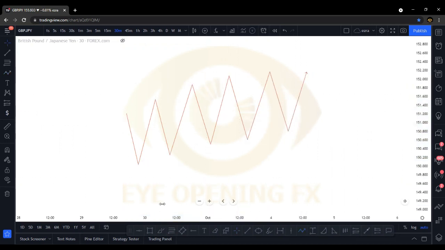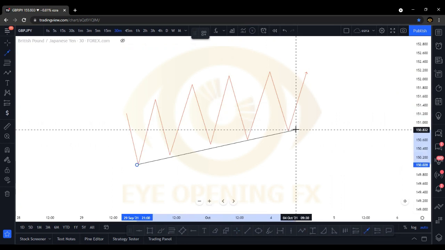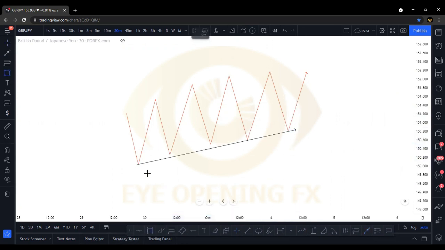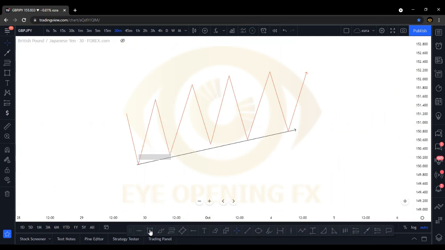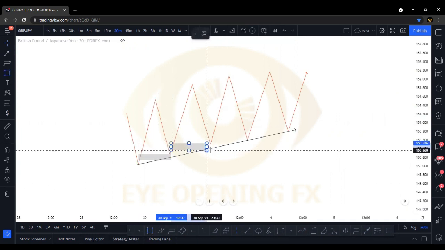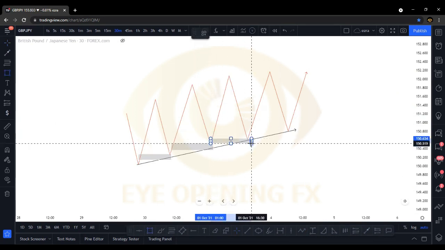So that means from this move that you're seeing here, there are order blocks around all these lows. There are order blocks around these lows.